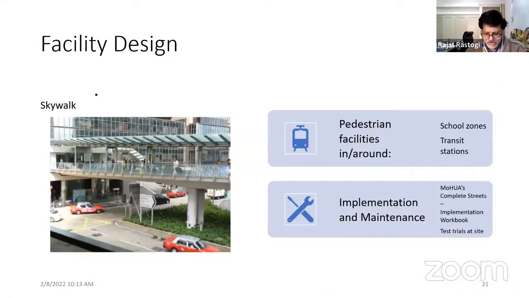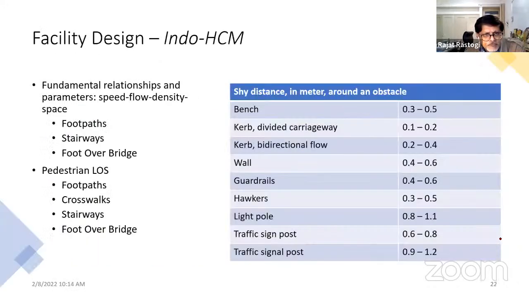So here it is a case of a skywalk, and then pedestrian facilities are also being talked about in terms of school zones, transit stations, and the implementation or the maintenance requirements. So these are a few new things which have been brought in the new code.